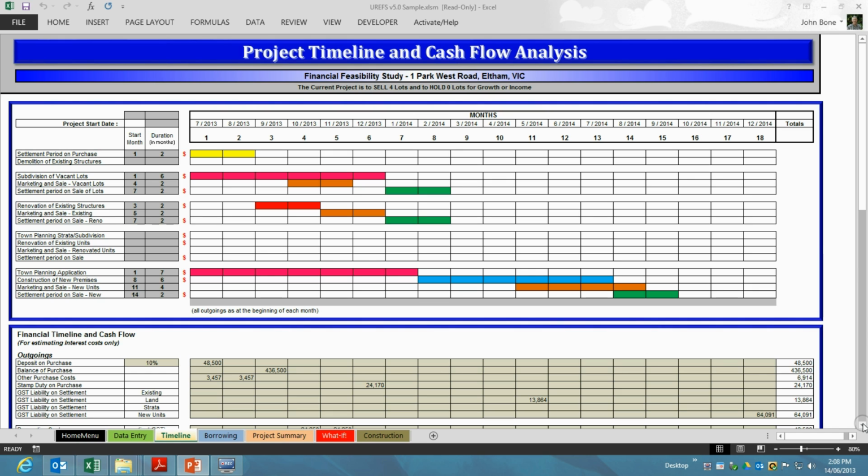So now we will go back to the data entry sheet and complete the requirements of data entry for this project.